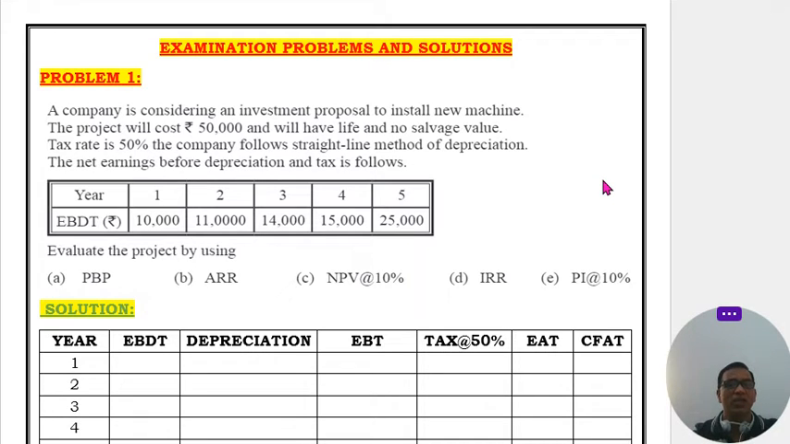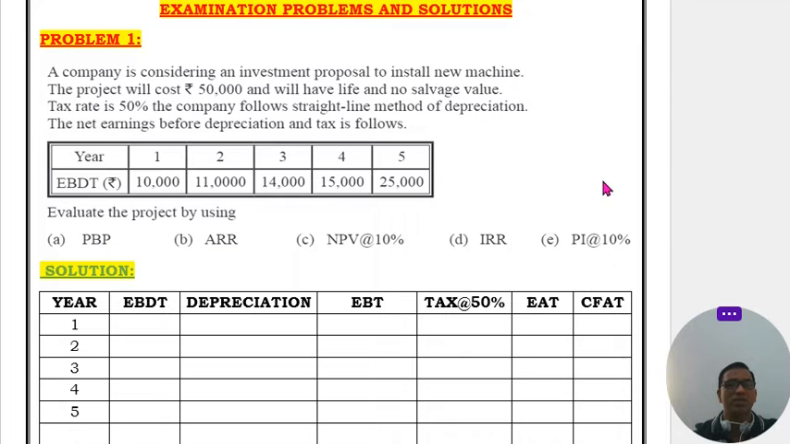So how to calculate cash flow after tax, CFAT, from EBDT? This I will explain by using a table here. Solution table. Let us see here. First column, 5 years. Second column, EBDT values. What are the values? First year 10,000, second year 11,000, third year 14,000, fourth year 15,000, and fifth year 25,000.